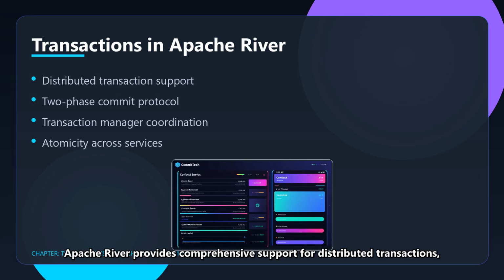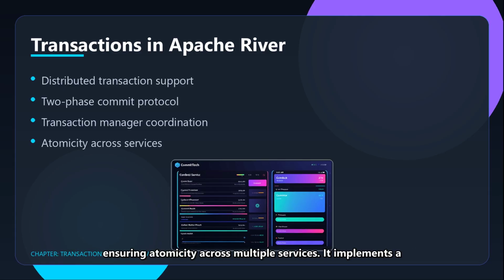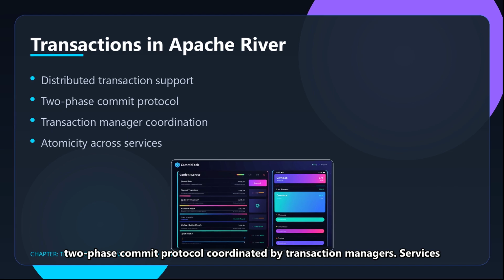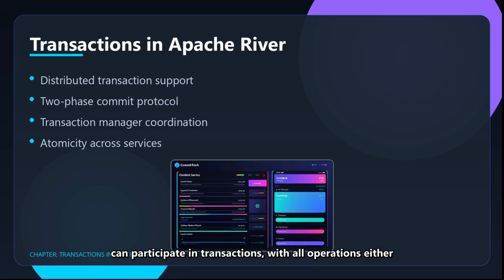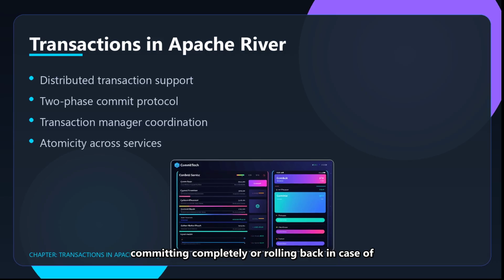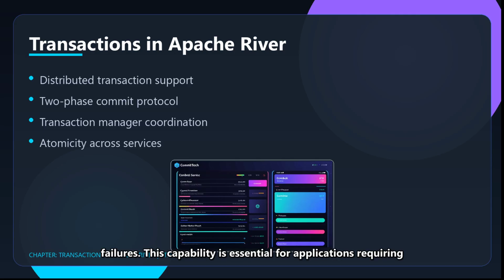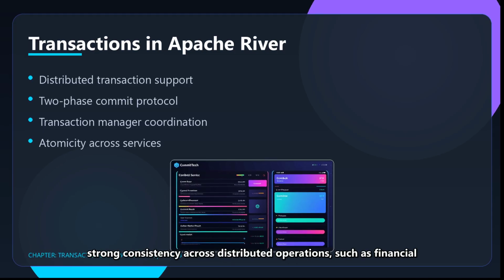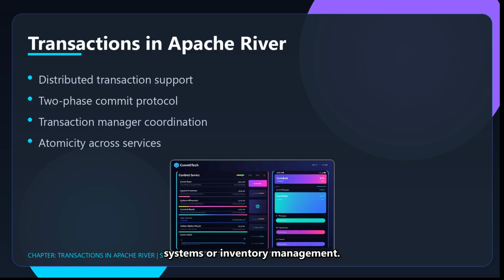Apache River provides comprehensive support for distributed transactions, ensuring atomicity across multiple services. It implements a two-phase commit protocol coordinated by transaction managers. Services can participate in transactions, with all operations either committing completely or rolling back in case of failures. This capability is essential for applications requiring strong consistency across distributed operations, such as financial systems or inventory management.